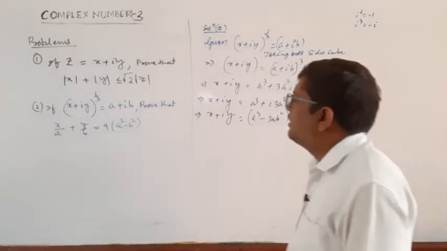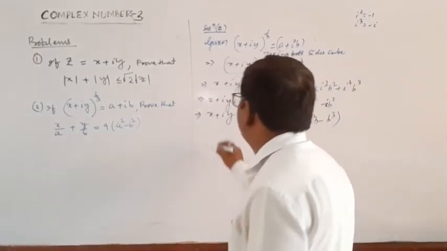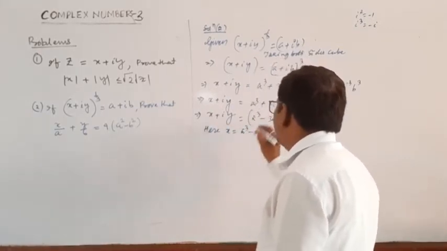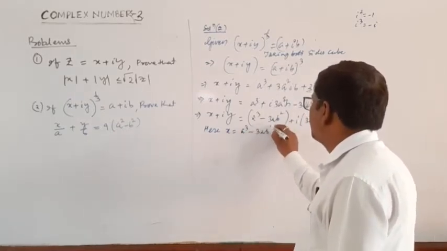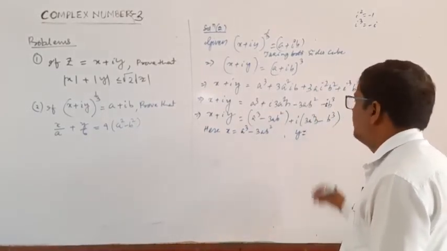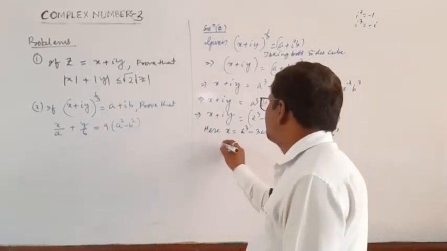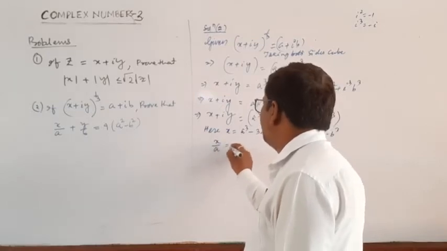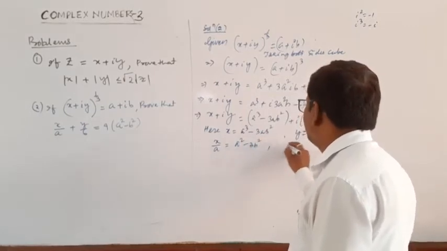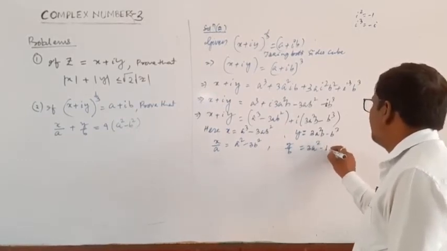We have to prove x by a plus y by b. Here x is equal to a cube minus 3ab square, and y is equal to the imaginary part, y is equal to 3a square b minus b cube. So x by a is equal to, divide by a, a square minus 3b square, and y by b is equal to 3a square minus b square.